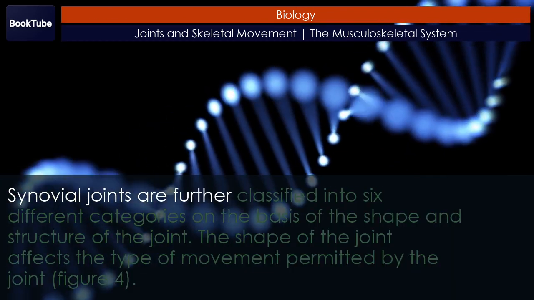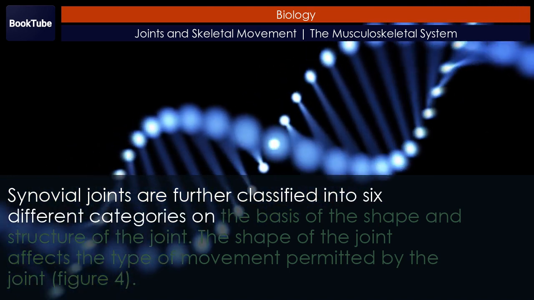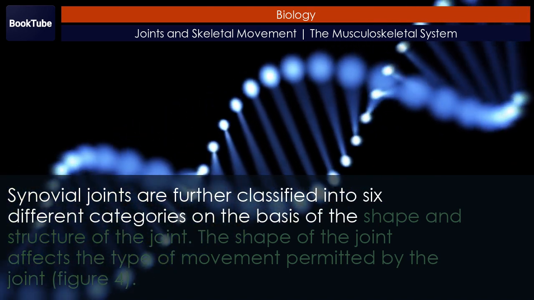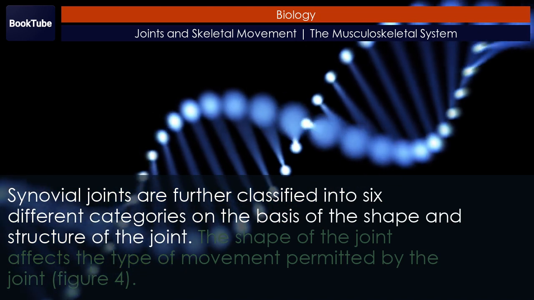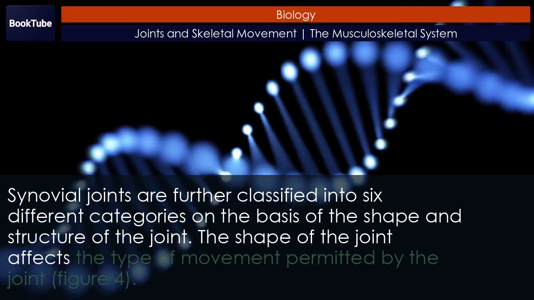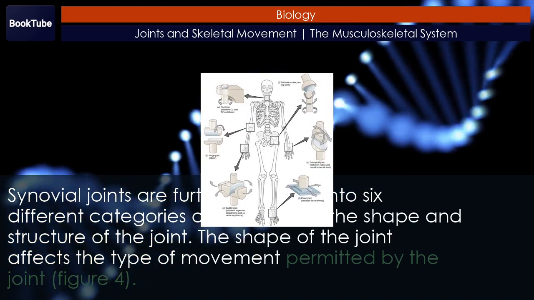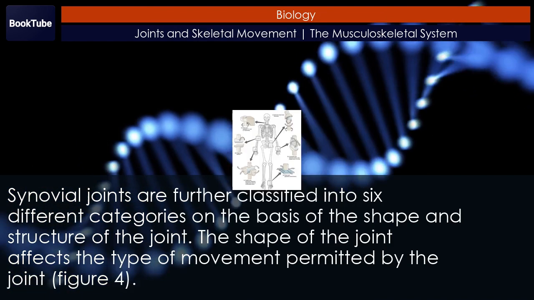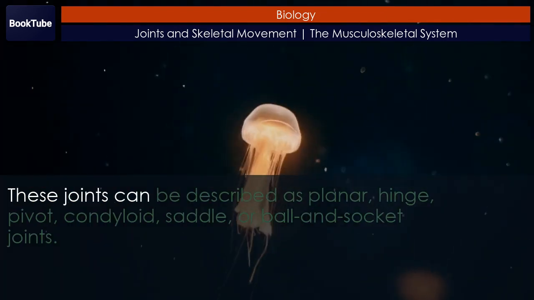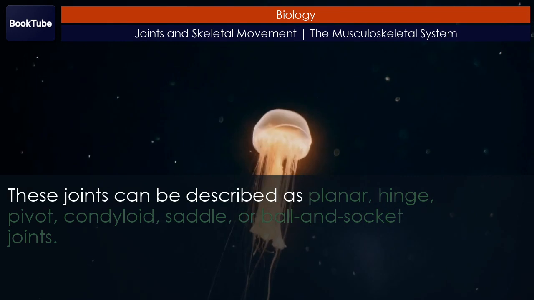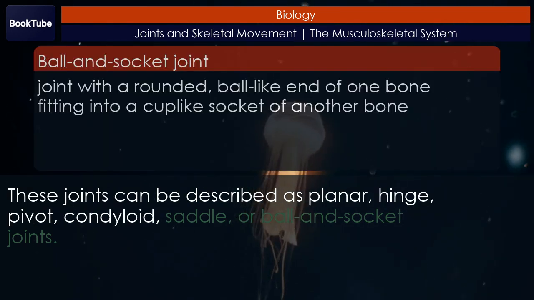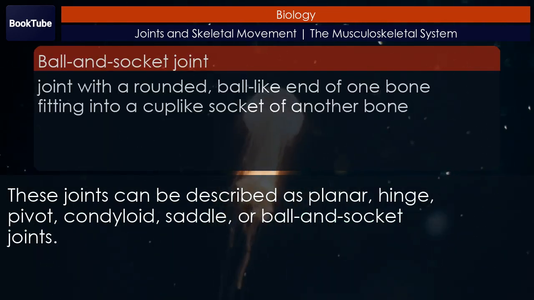Synovial joints are further classified into 6 different categories on the basis of the shape and structure of the joint. The shape of the joint affects the type of movement permitted by the joint. Figure 4. These joints can be described as planar, hinge, pivot, condyloid, saddle, or ball and socket joints.